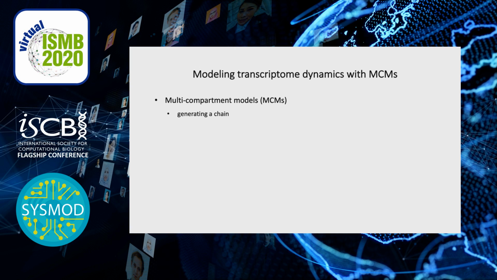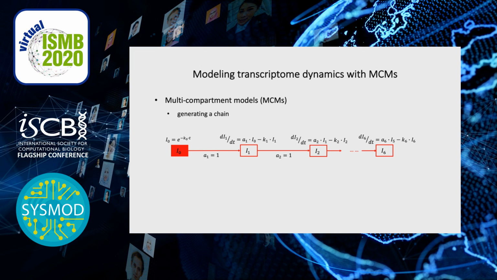There are 2 steps for constructing multi-compartment models. The first one is to generate a chain. We first define a source node following the exponential decay. And we add one more compartment to this, which is linearly activated by the source node, and there is a first-order decay with this compartment. Based on the same idea, we can have more compartments until we have 6 compartments after the source node.